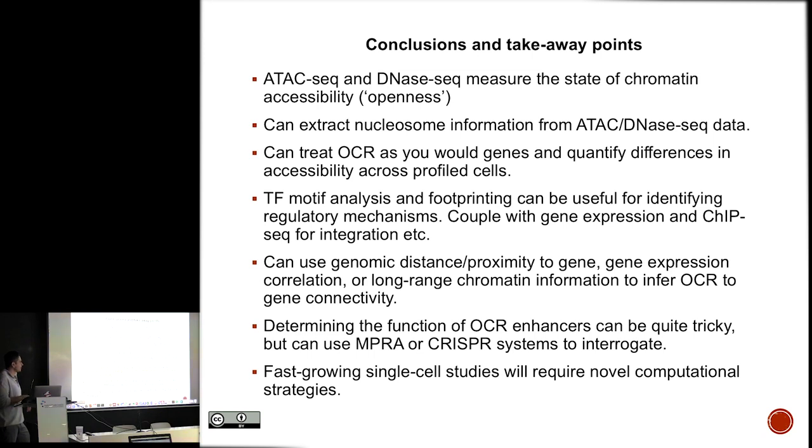Determining the function of CREs is quite tricky, as we spent a little bit of time discussing. But systems like CRISPR and these MPRA activity assays are useful in dissecting that. So you can start with mapping, right? Just doing ATAC-seq or DNase, mapping all of your open chromatin regions, then ask what function is there in these elements, how important are they to my cells or to my system or to the development of my system.